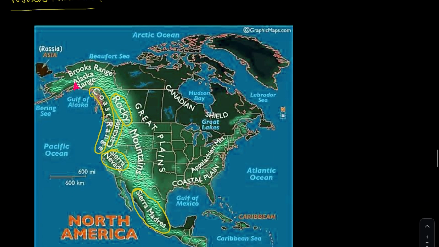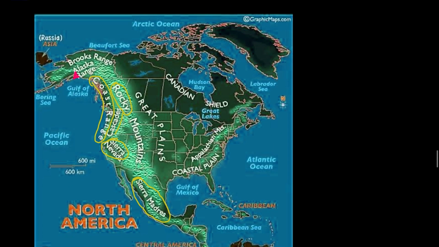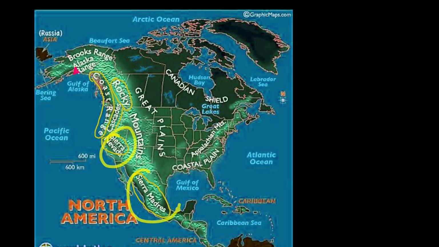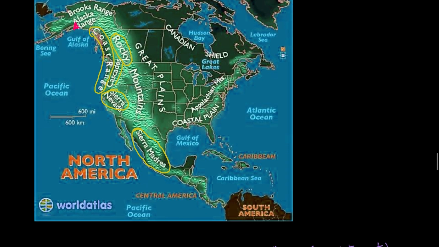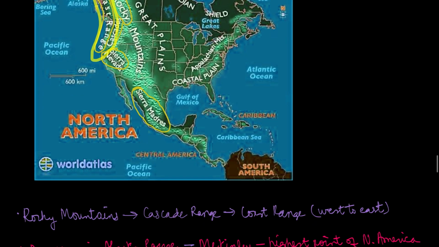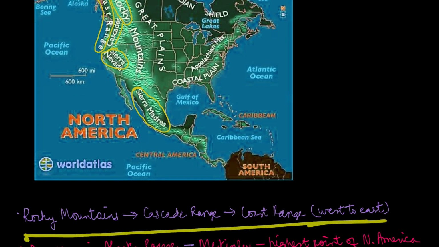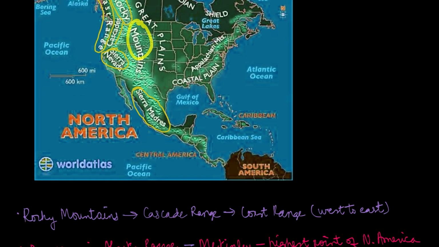Moving to the young fold mountains in North America. We've read about Sierra Nevada, Sierra Madre. These were the fold mountains. So the young mountains, first of them is the Rockies. The Rocky Mountains, these are in the Cascade Range. So within the Rocky Mountains, there are also the Cascade Ranges. To the south, to the west of it is the Coast Range. So these are arranged west to east: Rocky, then Cascades, then the Coast Range.